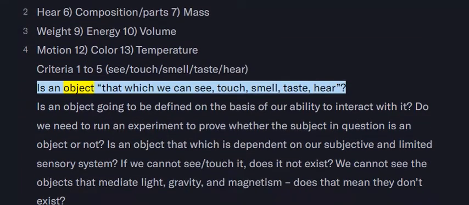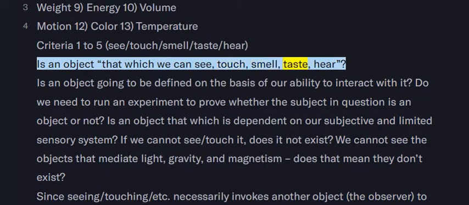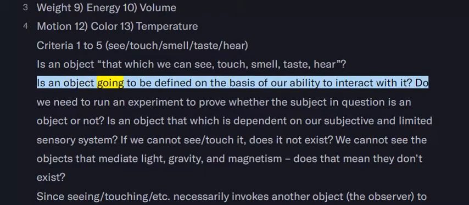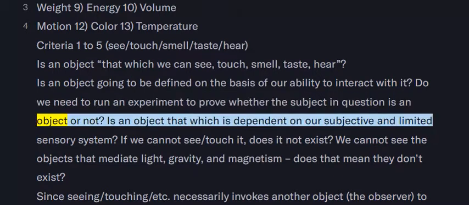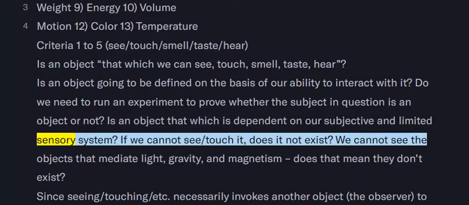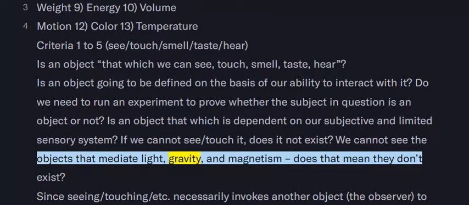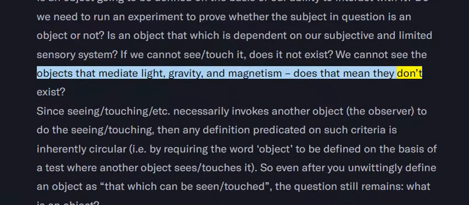Criteria 1 to 5, see/touch/smell/taste/hear. Is an object that which we can see, touch, smell, taste, hear? Is an object going to be defined on the basis of our ability to interact with it? Do we need to run an experiment to prove whether the subject in question is an object or not? Is an object that which is dependent on our subjective and limited sensory system? If we cannot see or touch it, does it not exist? We cannot see the objects that mediate light, gravity, and magnetism. Does that mean they don't exist?